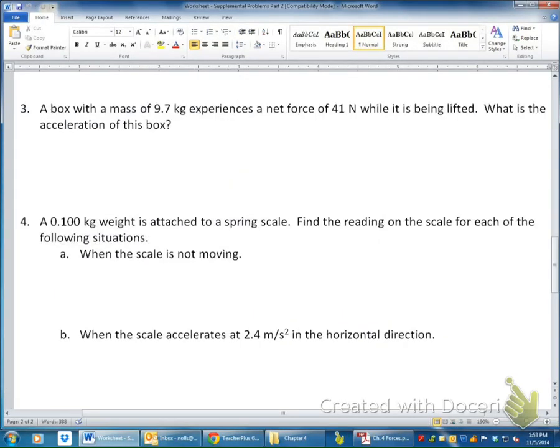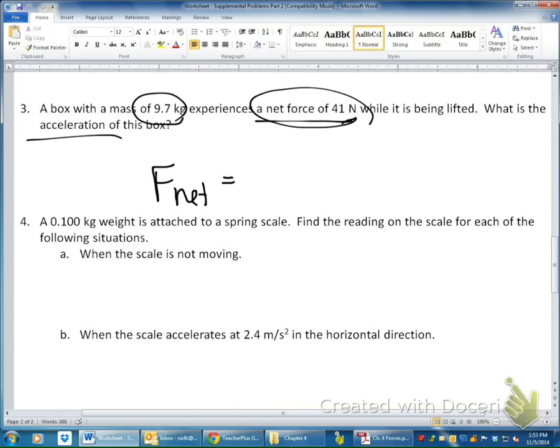All right, moving on with number 3. A box with a mass of 9.7 kilograms experiences a net force of 41 newtons while being lifted. What's the acceleration of this box? Okay, so this problem tells us the net force. That's it. We don't need to worry about doing our net force equation because we know the net force, we know the mass. All it's asking for is acceleration. So what equation do we use here? Force net equals mass times acceleration.